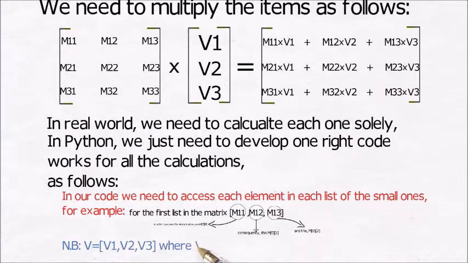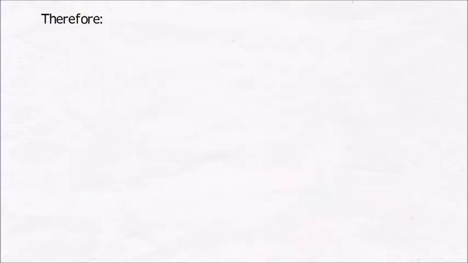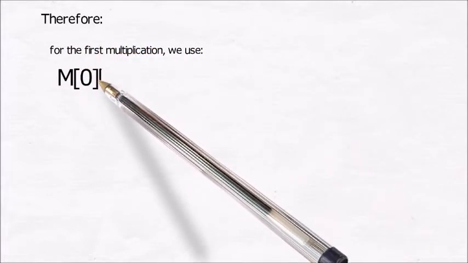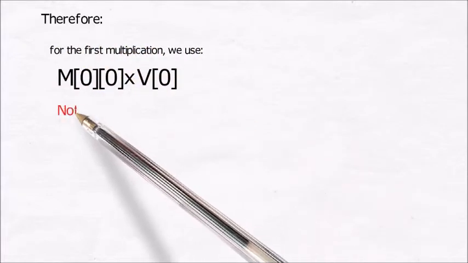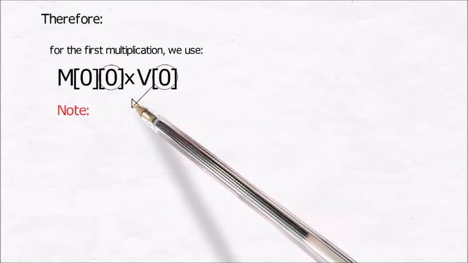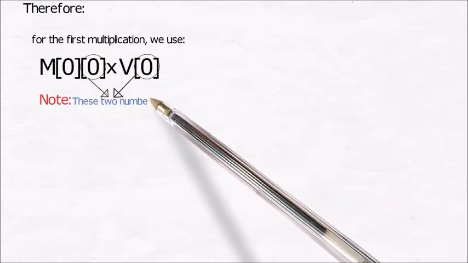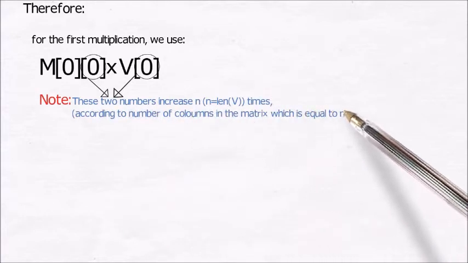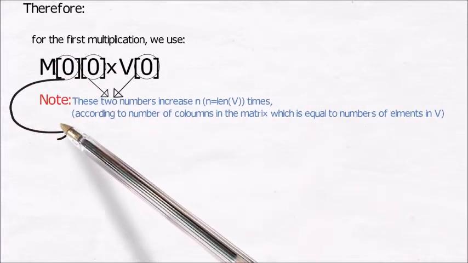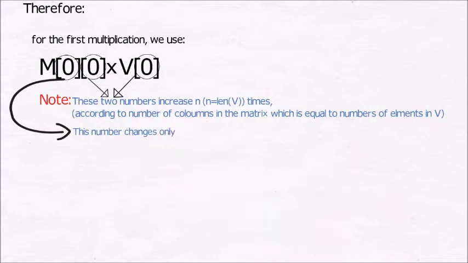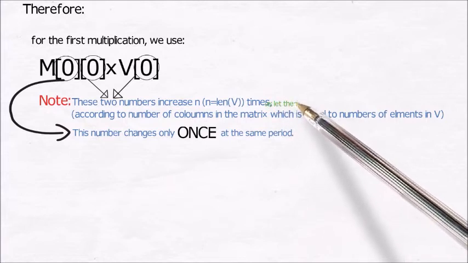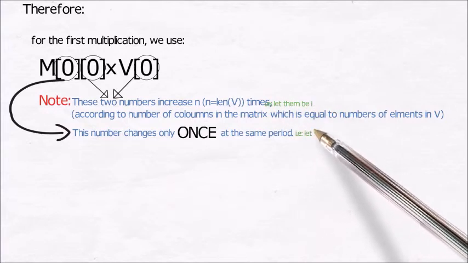Note v equals v1, v2, v3, where v1 equals v of 0 and the last is v of 2. Therefore, for the first multiplication we use m of 0 of 0 multiply v of 0. Note both zeros. The two numbers increase, n equals len v, according to the number of columns in the matrix, which equals the number of elements in v. This number only changes once at the same period of time. These other two numbers change.